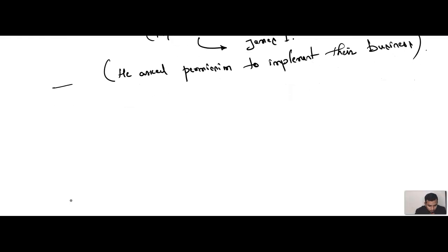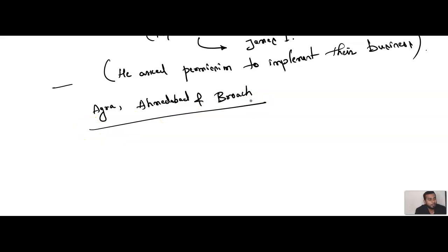Understood, children? So which are the places where the English established their factories? At Agra, Ahmedabad and Broach. These are the places where the English established their factories after Surat. Any doubts? Which was the first warehouse of the English? Surat. And later on? Agra, Ahmedabad and Broach. Is this clear? Good.